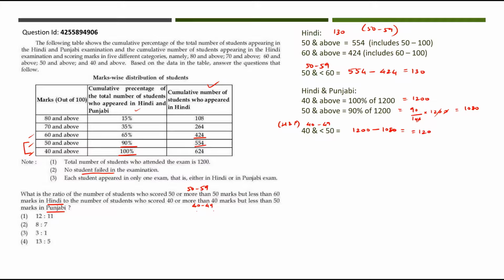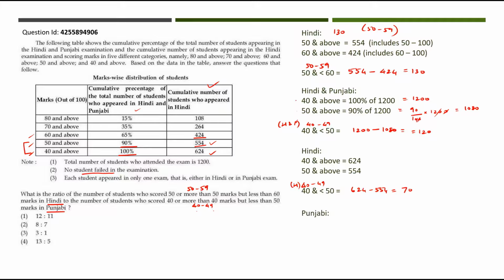So we have to find the same set of data for Hindi now. Only then we will be able to detect it from 120. So let's get into Hindi. 40 and above data is 624. 50 and above data is 554, so the range of 40 to 49 for Hindi alone will be 624 minus 554, which will give a value of 70. So out of 120 students, 70 students have scored in Hindi.